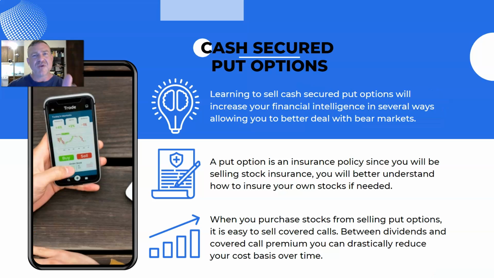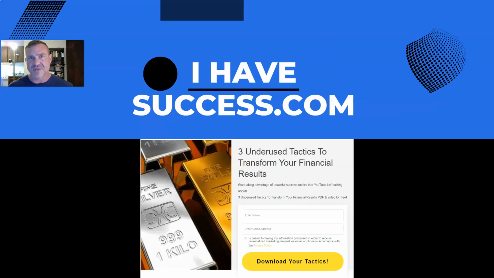And I recommend learning to sell cash secured put options. When you learn to sell cash secured put options, your financial intelligence is going to increase in several ways, allowing you to better deal with bear markets. A put option is an insurance policy that you'll be selling. So when you know how to sell insurance policies, it's easier to understand how to implement them to insure your own stock. Also, when purchasing stocks from selling put options, if you're collecting dividends and then you're selling covered calls against them, it's very easy to lower your cost basis.